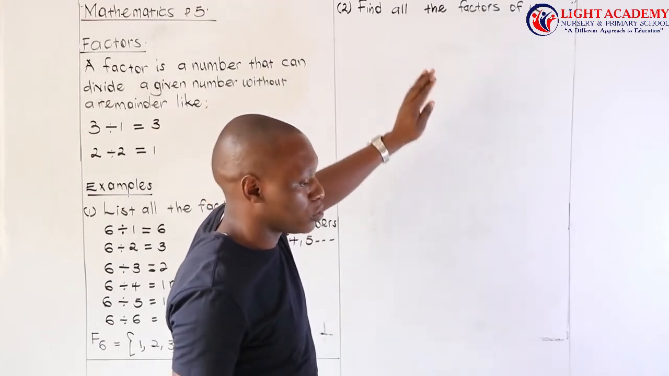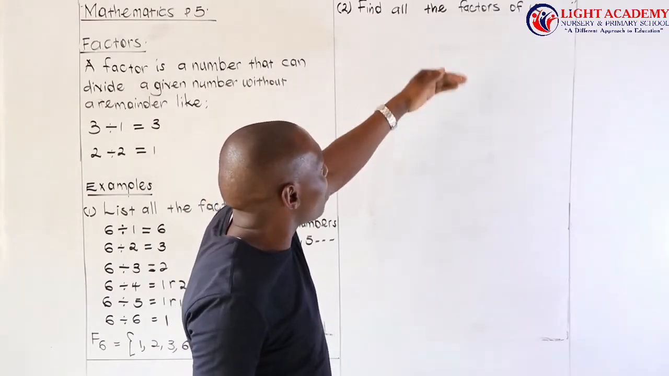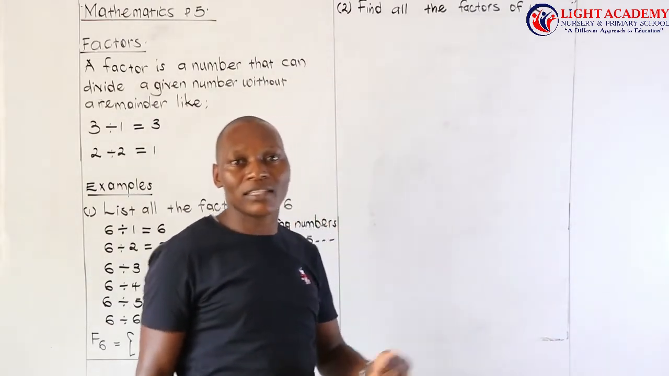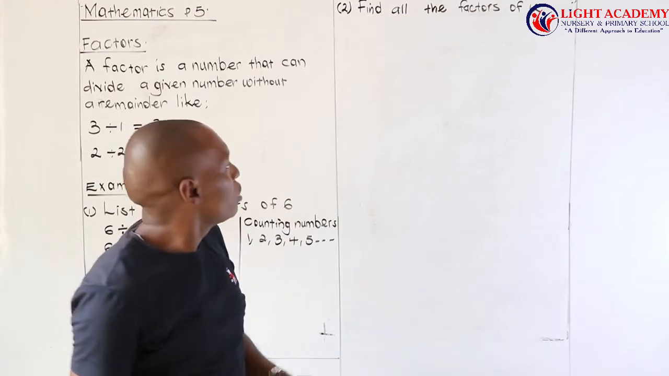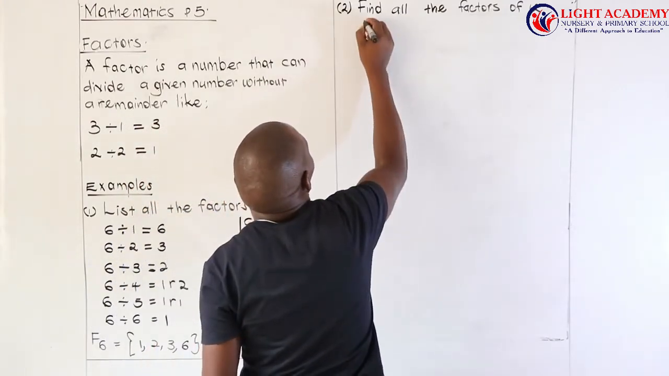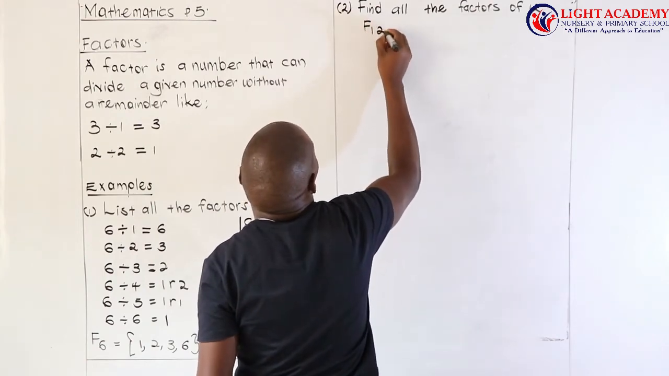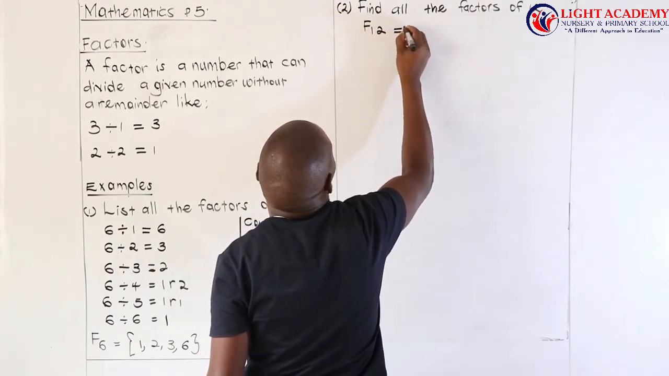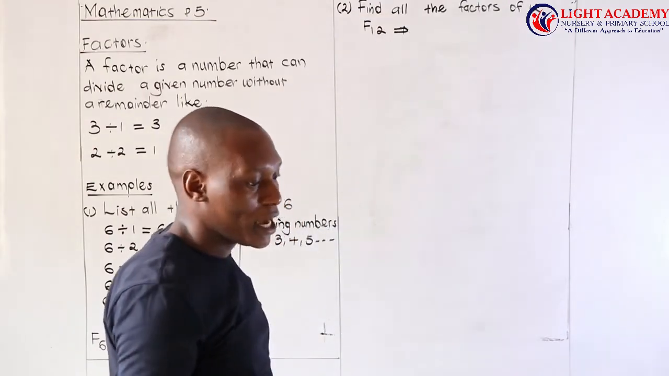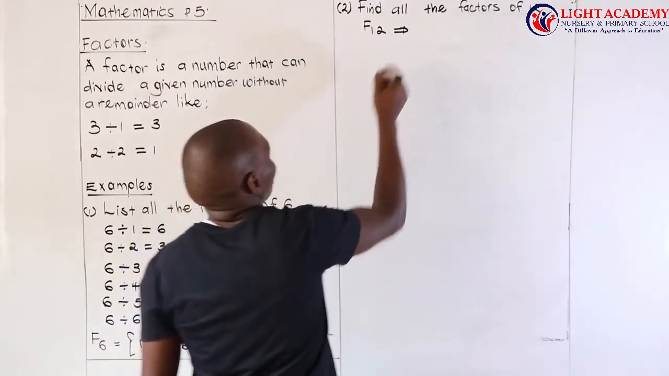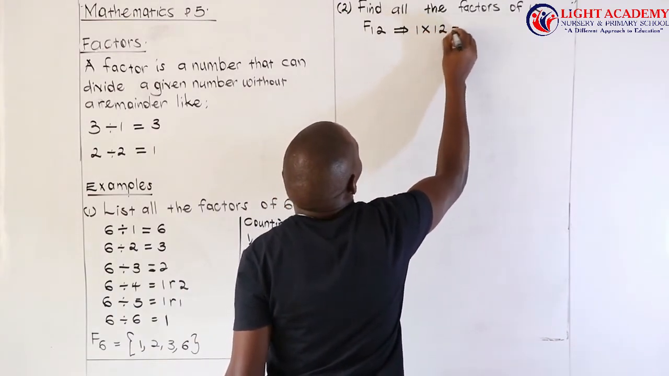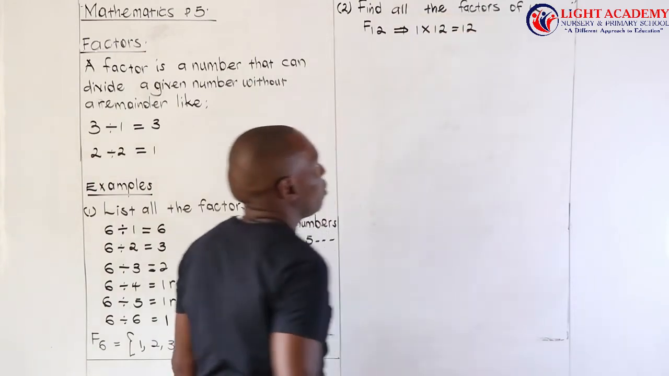Now we need to ask ourselves, which two numbers can I mention that when I multiply them, the answer I get is 12. So in the first place, I will say that factors of 12, I can write it as F12, shall be gotten by looking at pairs of numbers that I multiply and their product is 12. The first pair shall be 1 times 12. The answer I get is 12.